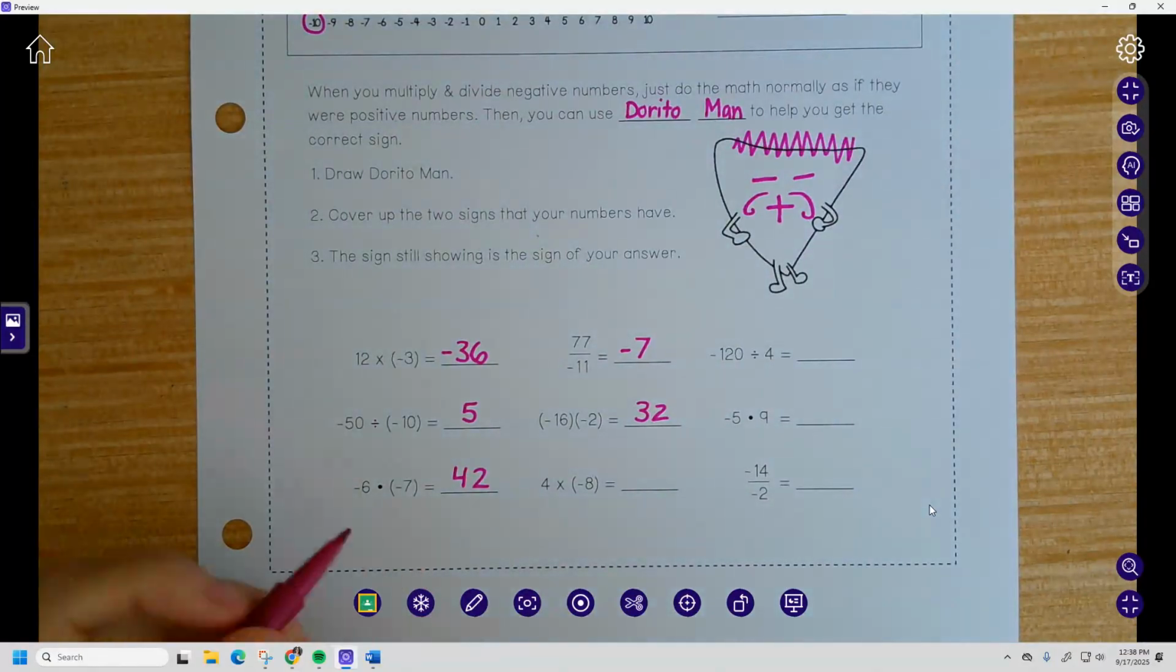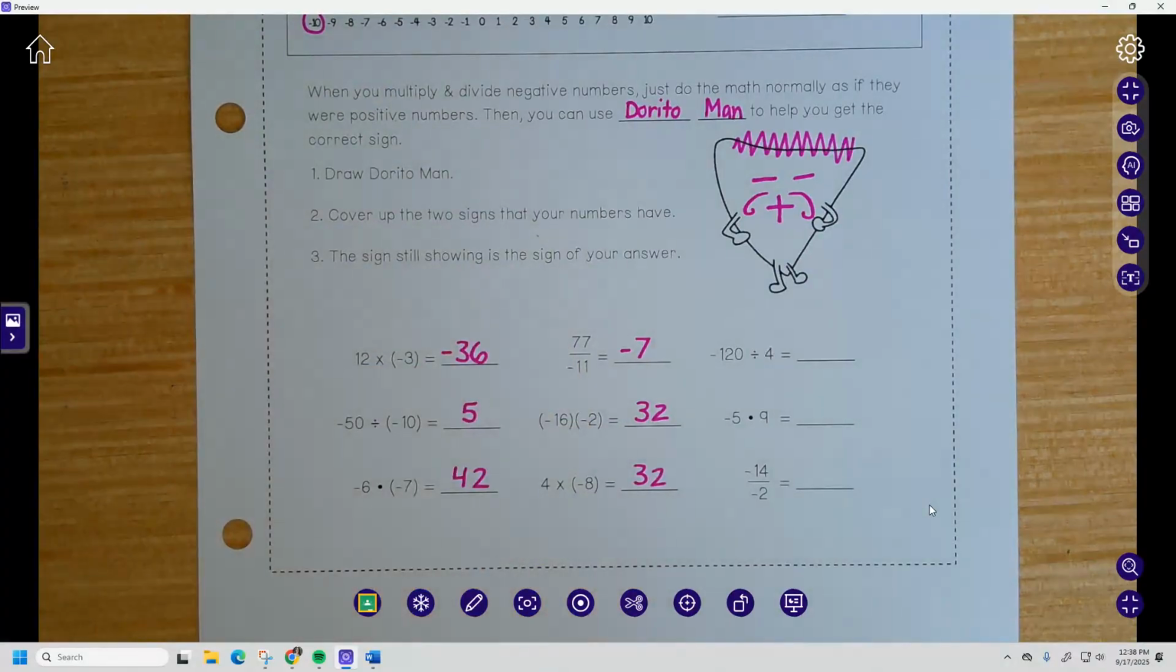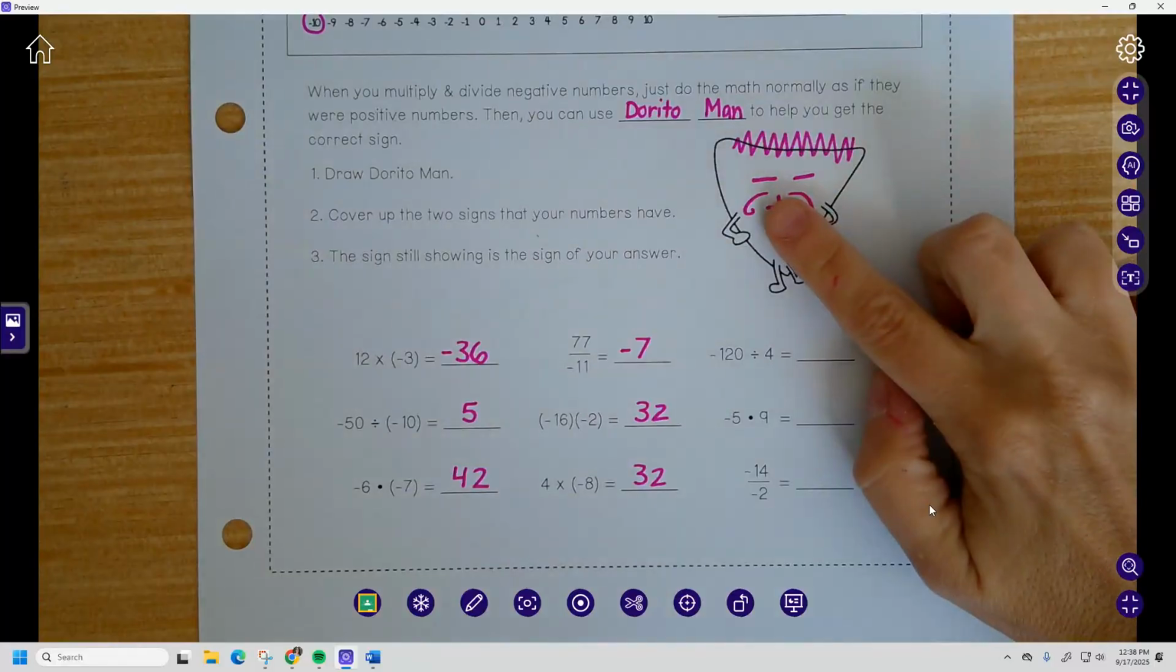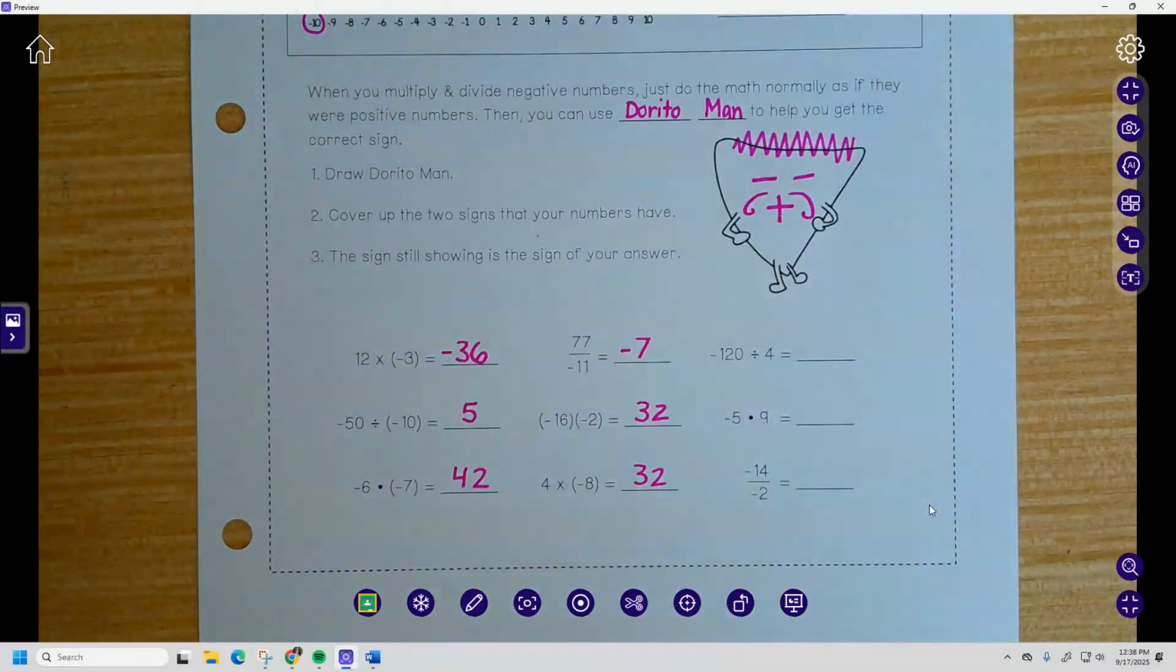Alright, next one, I'm going to do 4 times 8. That's also 32. This time we have a positive 4 and a negative 8, which means our answer is negative 32.